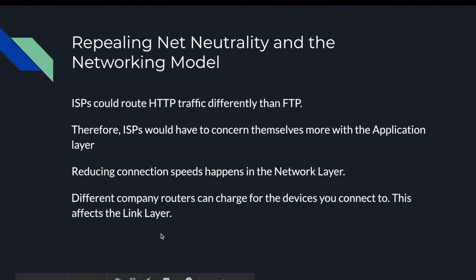So ISPs can even route HTTP traffic differently than FTP, and therefore ISPs would have to concern themselves more with the application layer than they normally do. Reducing connection speeds would happen in the network layer, which is layer 3. And different company routers can even charge for the devices you connect to. This affects the link layer. So for example, a Cisco router can potentially charge you if you're connecting to an Apple product, assuming those two businesses don't have that relationship, and net neutrality is repealed.